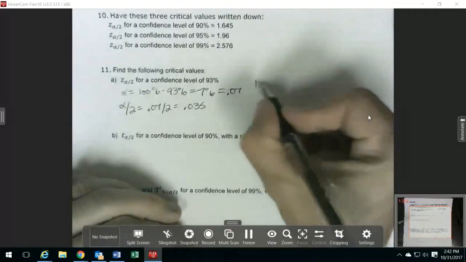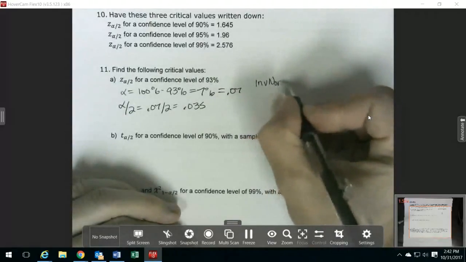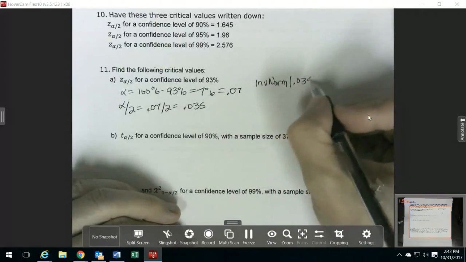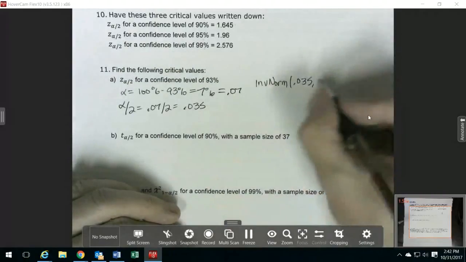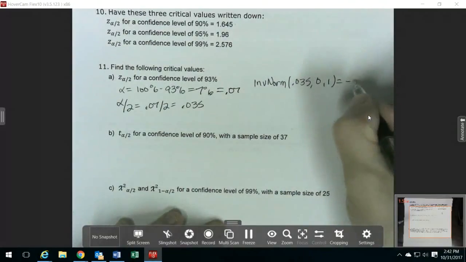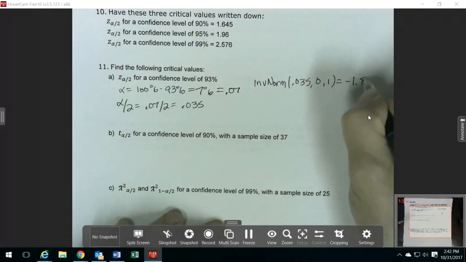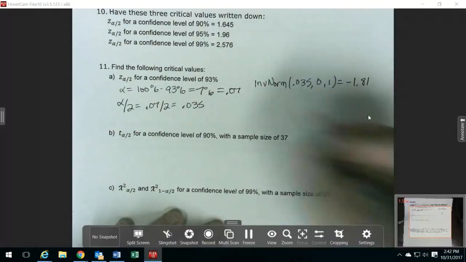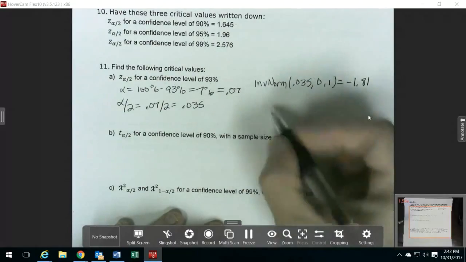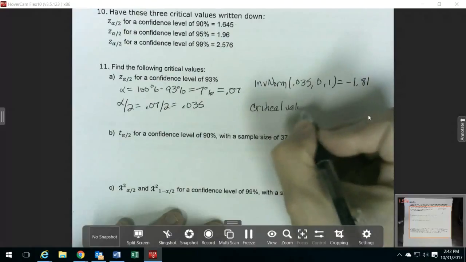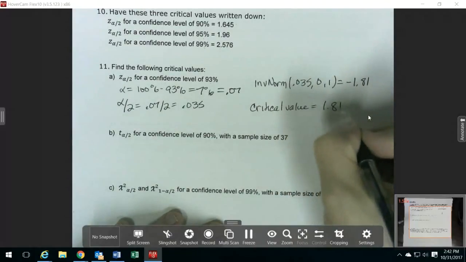Okay, so then what we're doing is we're using inverse norm. This is our area. And since we're talking about z, that means our mean is 0 and our standard deviation is 1. Okay, so this on the calculator comes up to be negative 1.81. For the critical value, you just take off the negative. So the critical value, we would just say is 1.81.